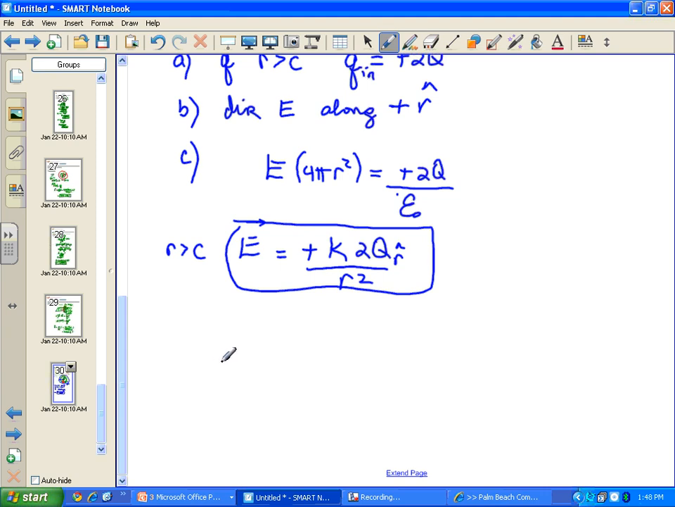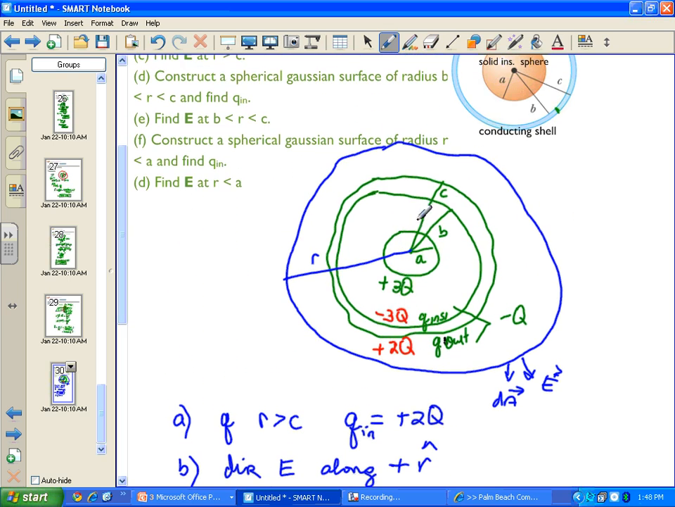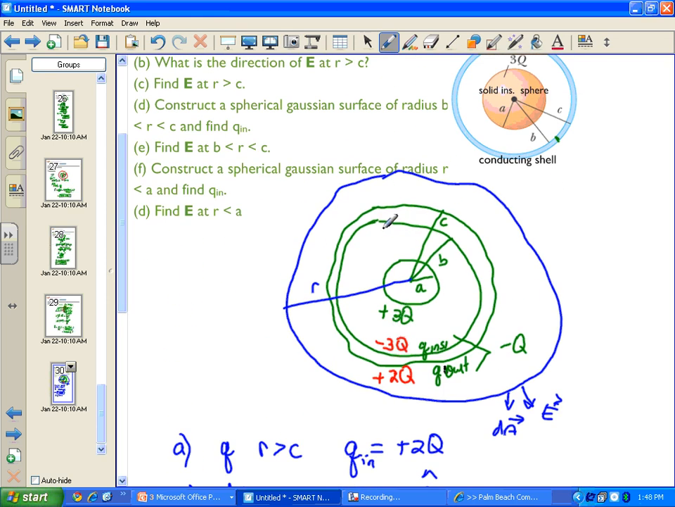Next, this is D now, what is the charge inside a Gaussian surface whose radius is less than c but greater than b? Well, let's come up here and identify where this might be. Less than c, but greater than b. It has to be someplace like this, in the interior of the conducting shell. Now, of course, we know we cannot have any charge inside, since, after all, this is a conductor.